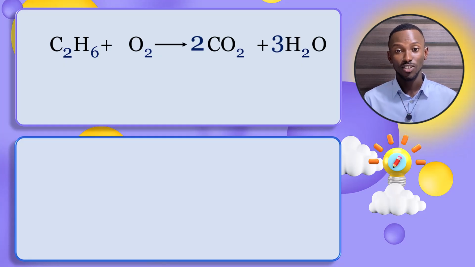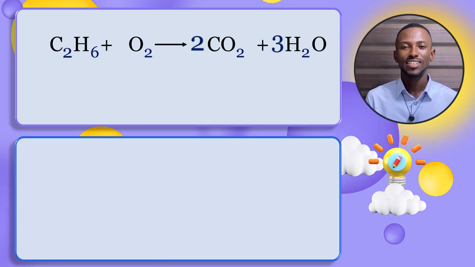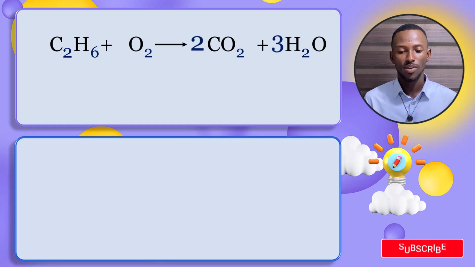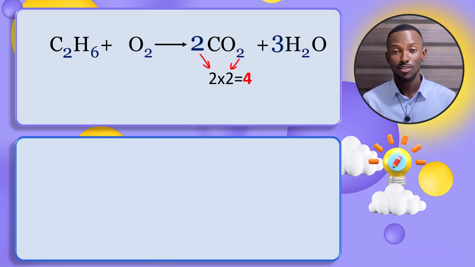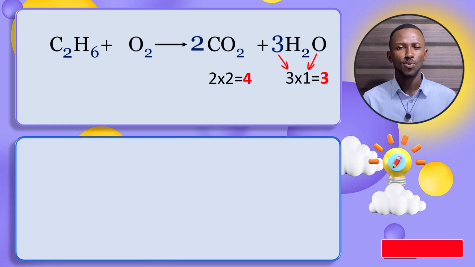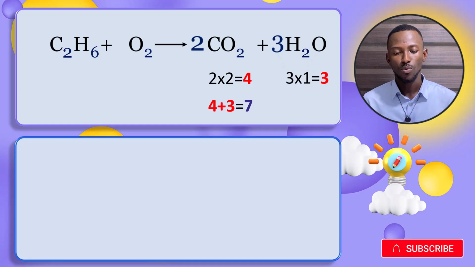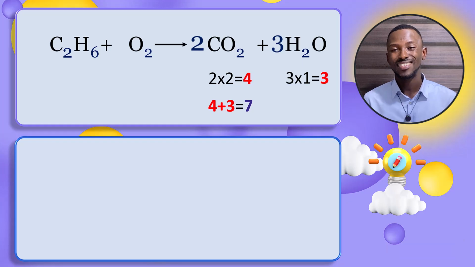What about the oxygen? How do we balance the oxygen? For the oxygen, you just find the number of oxygens on the product side, and then you will know what to do next. For the product side, how many oxygens do we have? We have 4 oxygens in the carbon dioxide. That is 2 times the 2 subscript of the oxygen. And then for the water, there are 3 oxygens there. So in total, at the product side, we have 3 plus 4, giving us 7 oxygens. So there are 7 oxygens at the product side.